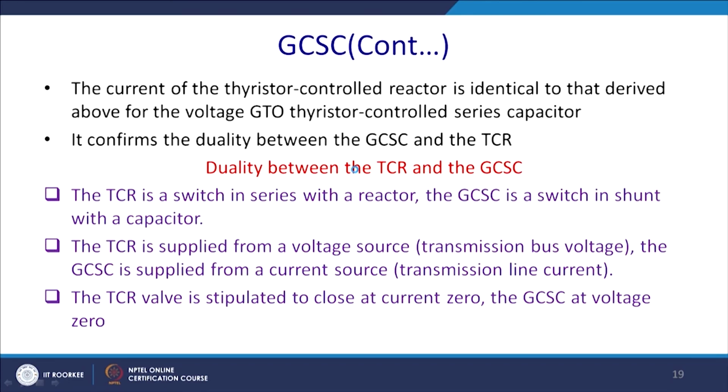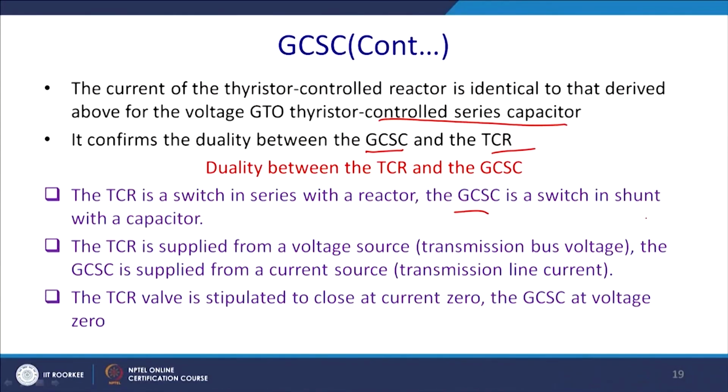So, what are the takeaways? The current of the thyristor control reactor is identical and derived from the voltage source, GTO thyristors control the series capacitor. It confirms the duality between GCSC and TCR. TCR is a switch in series with the reactor, and GCSC, since it employs the capacitor, it is dangerous to put the capacitor in series, so GCSC is a switch in shunt with the capacitor.